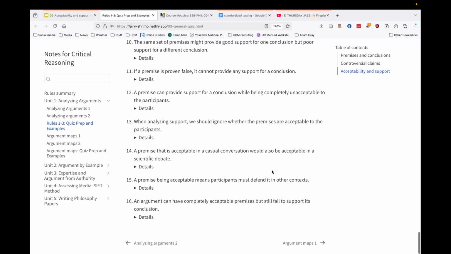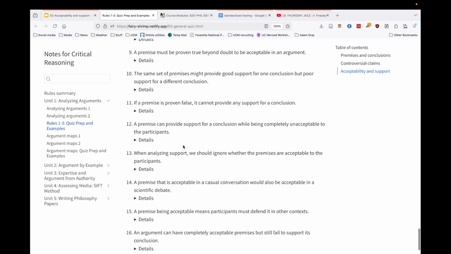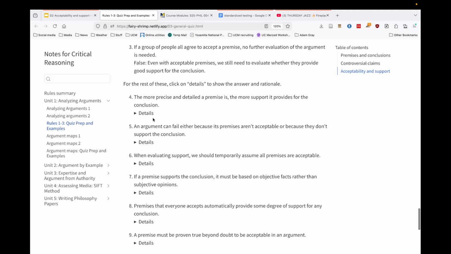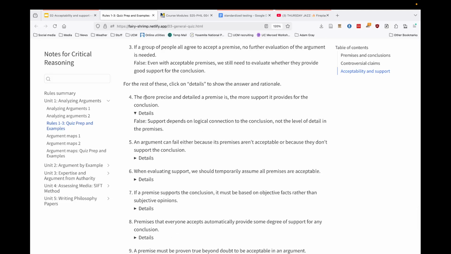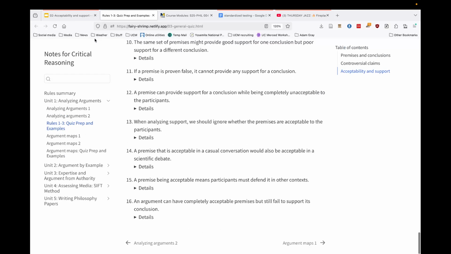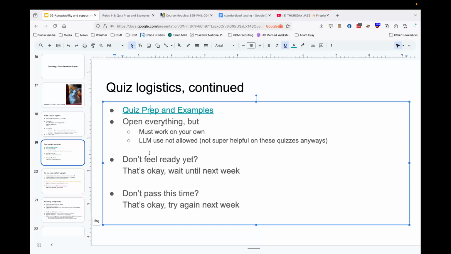There are a total of 16 example true-false claims about acceptance and support. For these at the top, the answers and a brief explanation are included. For the others, you hit the details thing, and that brings up the answer. So the answers are slightly hidden, so you can think about them on your own first. Okay? So you have all of these basically practice problems that you can work with.